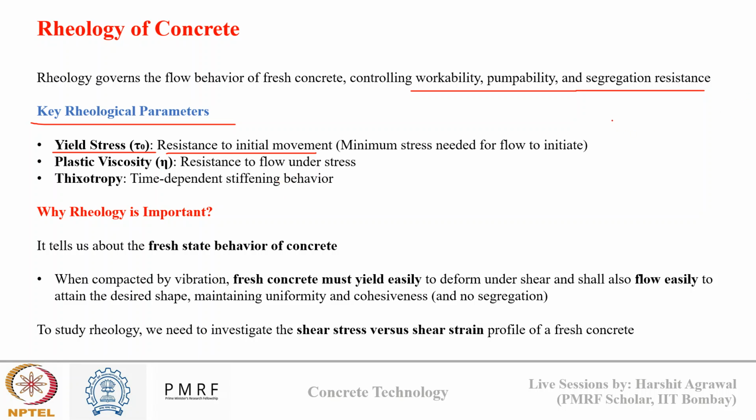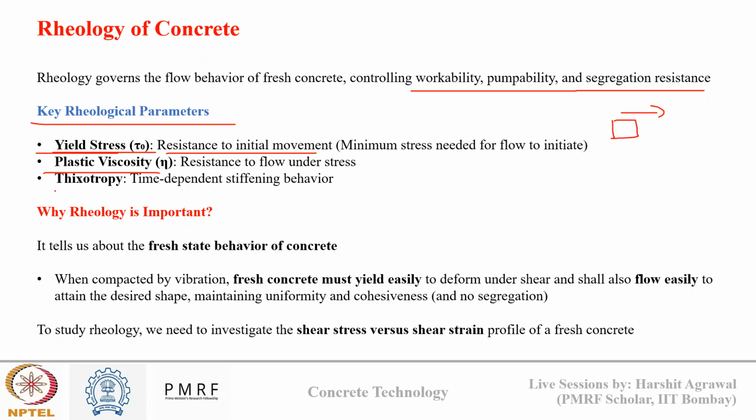Okay, suppose I have a concrete batch, and I have provided it sufficient yield stress for it to initiate the flow. Now, how much it is resisting to flow after an application of stress, it is given by the term plastic viscosity. Okay, a mix that has high plastic viscosity will be sluggish, while a low plastic viscosity mix can cause excessive bleeding and segregation.